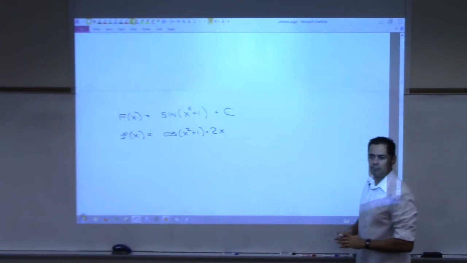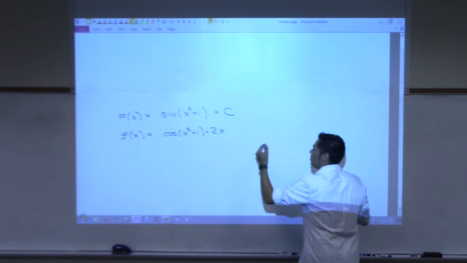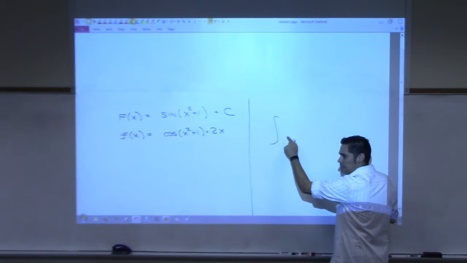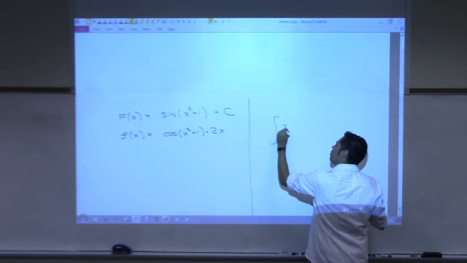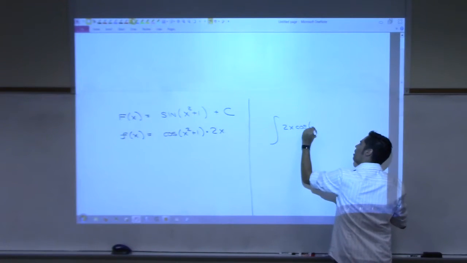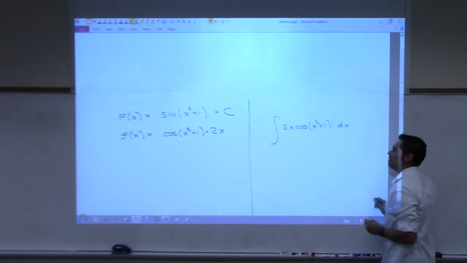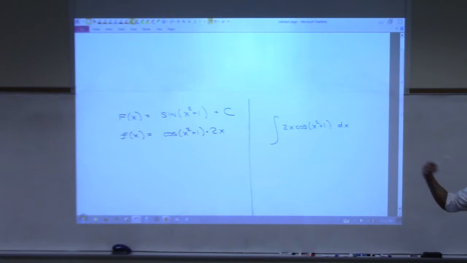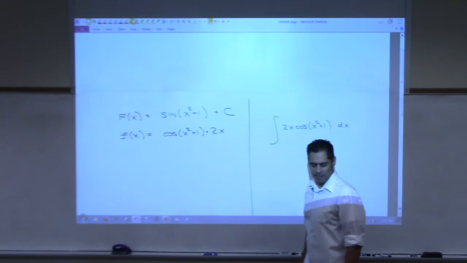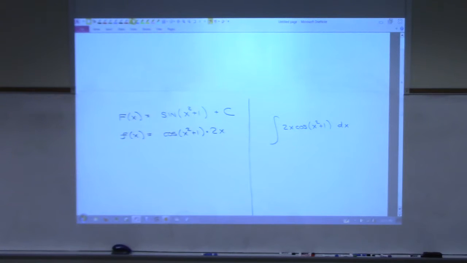It's cosine of x squared plus 1 times 2x. Agreed? Okay, now let's pretend that I just didn't put that on the board. And now over here I ask you for the antiderivative of 2x cosine of x squared plus 1, and then I put this little dx here, like that. What is the answer supposed to be? Sine of x squared plus 1. Right? So the answer to this is sine of x squared plus 1.